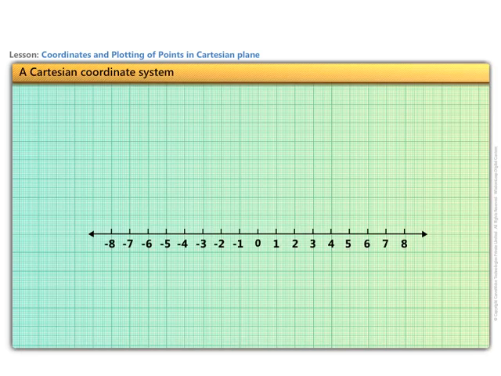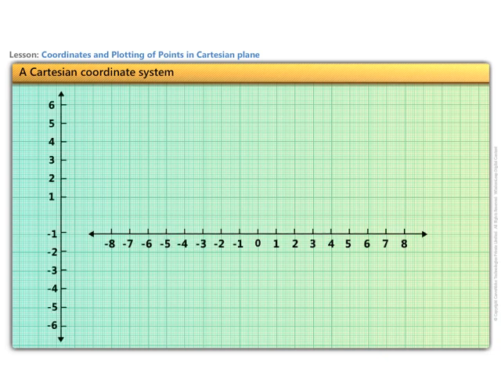Let us recall the number line that we have studied in earlier classes. On the number line, distances from a fixed point are marked in equal units positively in one direction and negatively in the other. The point from which the distances are marked is called the origin. The point in the positive direction at a distance r from origin represents the number r. Similarly, the point in the negative direction at a distance r from origin represents the number minus r.